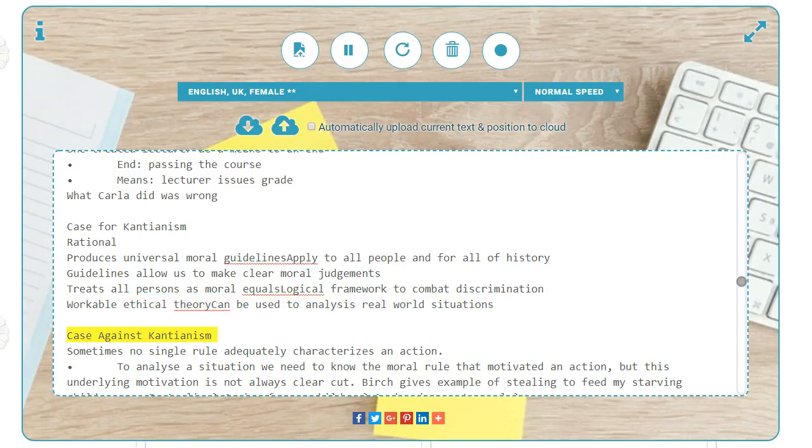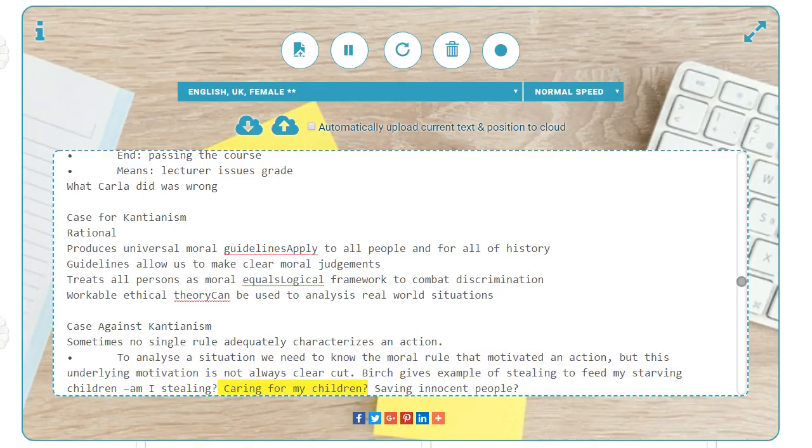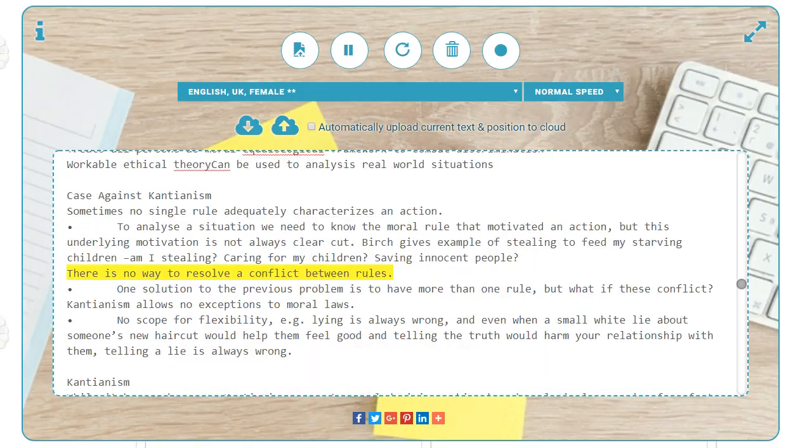The case against Kantianism. Sometimes no single rule adequately characterizes an action. To analyze a situation, we need to know the moral rule that motivated an action, but this underlying motivation is not always clear-cut. Birch gives the example of stealing to feed my starving children. Am I stealing? Caring for my children? Saving innocent people? There is no way to resolve a conflict between rules. One solution is to have more than one rule, but what if these conflict?